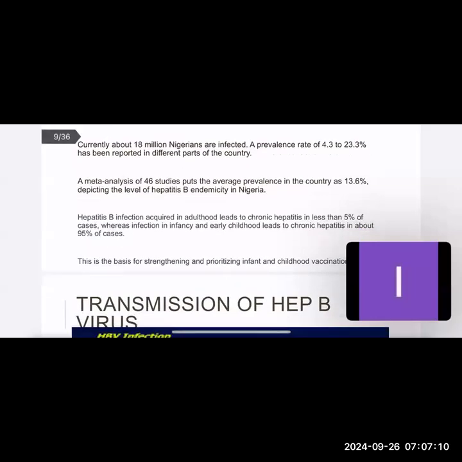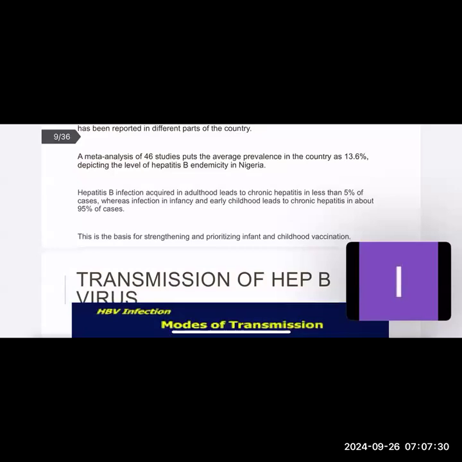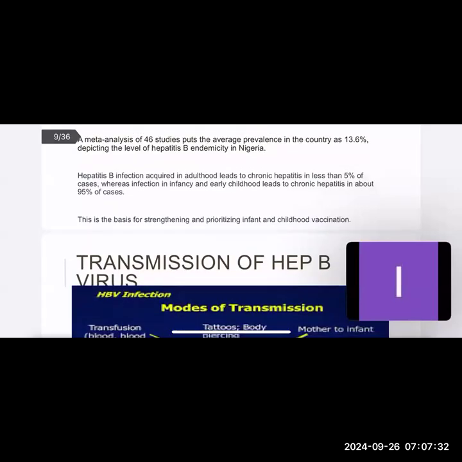Hepatitis B infection acquired in adulthood leads to chronic hepatitis in less than 5% of cases, whereas infection in infancy and early childhood leads to chronic hepatitis in about 95% of cases. So you see a lot of the cases we have actually occur during the infancy and childhood period. And this is the basis for strengthening and prioritizing infant and childhood vaccinations.